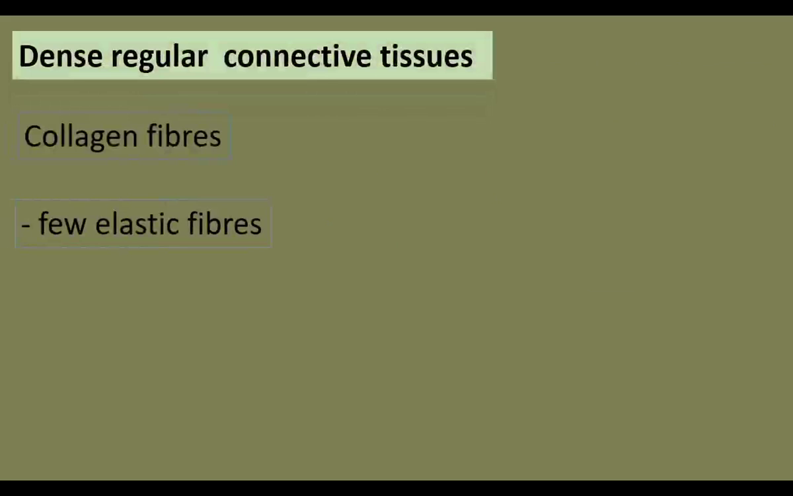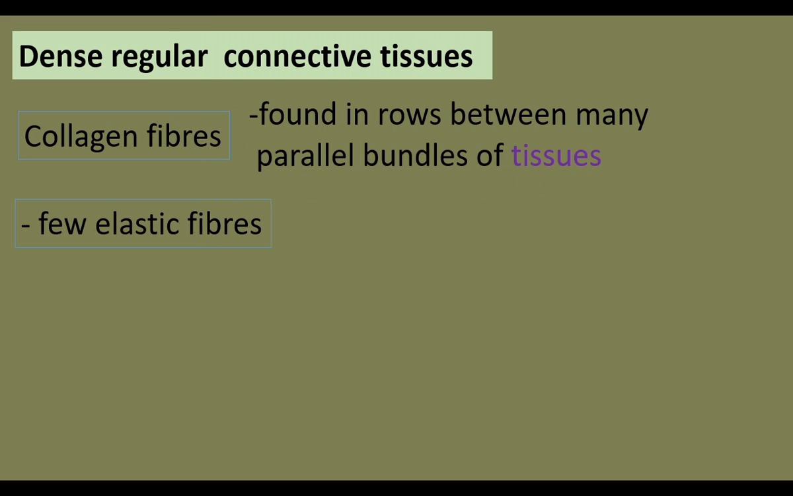Dense regular connective tissue has collagen fibers and few elastic fibers. In dense regular connective tissue, collagen fibers are more, elastic fibers are less. Collagen fibers are found in rows between many parallel bundles of tissues. Tissues are arranged in parallel bundles. Collagen fibers are arranged in rows between the tissues. The major type of cells is fibroblast. Fibroblasts are cells that only secrete collagen fibers.